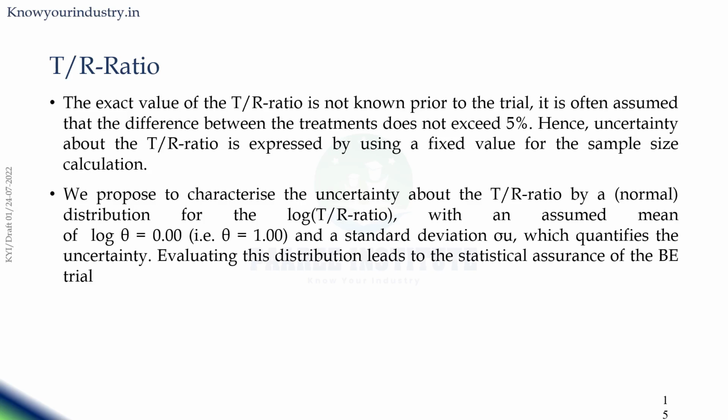The exact value of the T/R ratio is not known prior to the trial. It is often assumed that the difference between the treatments does not exceed 5%. Hence, uncertainty about the T/R ratio is expressed by using a fixed value for the sample size calculation. We propose to characterize the uncertainty about the T/R ratio by a normal distribution over the log T/R ratio with an assumed mean of log theta equal to 0.00, that is theta equal to 1, and a standard deviation of mu which quantifies the uncertainty.